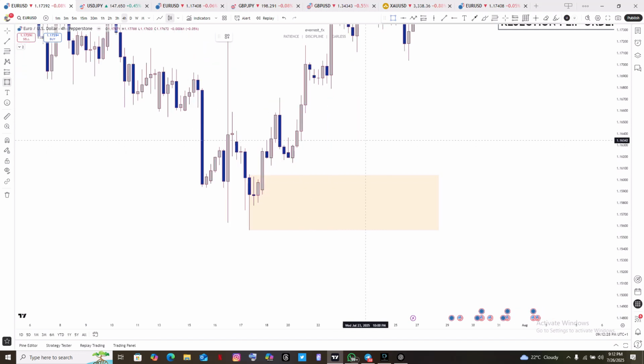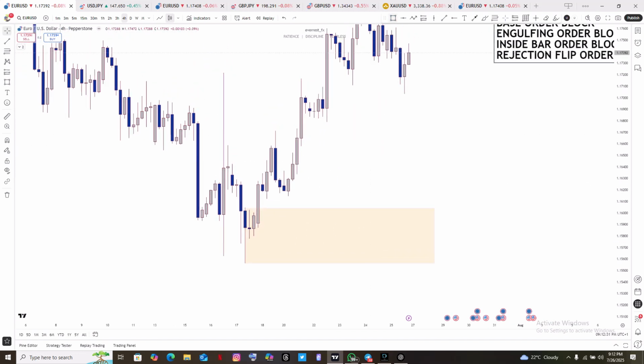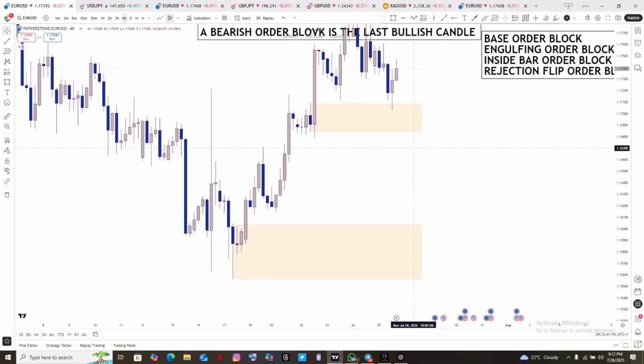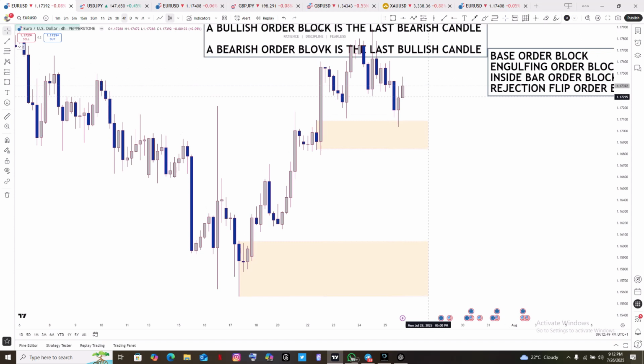This is an inside bar. This is an inside bar order block. Now, the definition of an order block said that it is the last bullish or bearish candle before a move to the upside. Now, this long bullish candle is the one that we should have marked as our order block, right? Because it's the last candle.